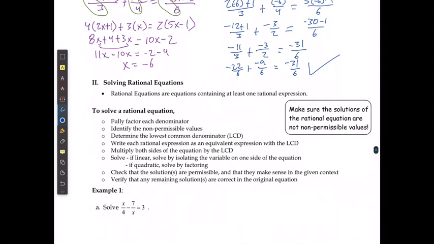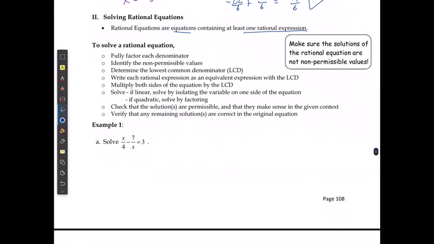Rational equations are equations containing at least one rational expression. So, I'm going to solve this the same way that I did the previous one. The only difference is I'm going to factor the denominator if possible, identify the non-permissible values in the denominator, determine the lowest common denominator, multiply it on each side to get rid of it, and then solve it. So I'm going to do the same process I had. The only difference is I need to factor the denominator if possible and then state the restrictions.